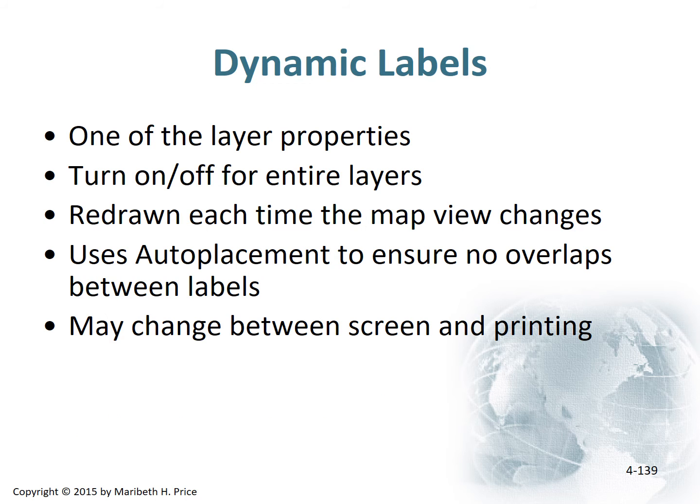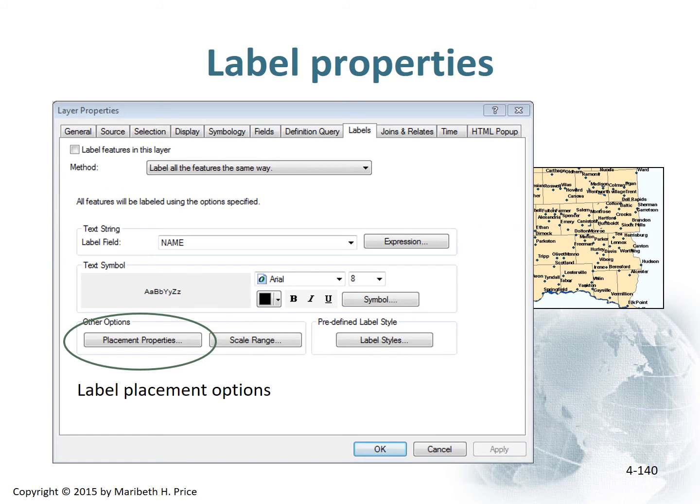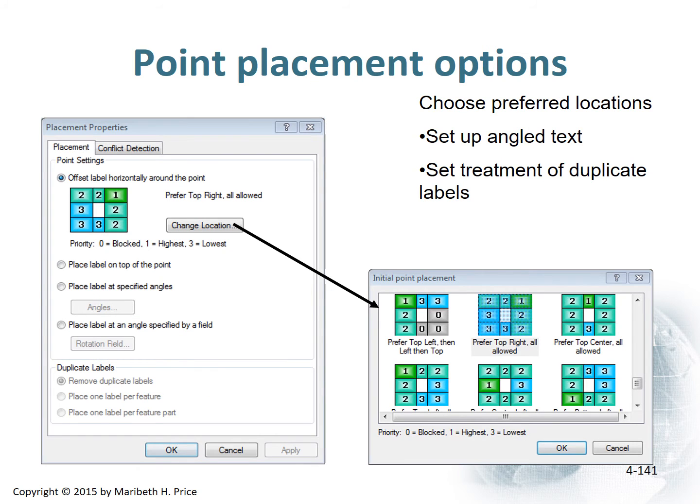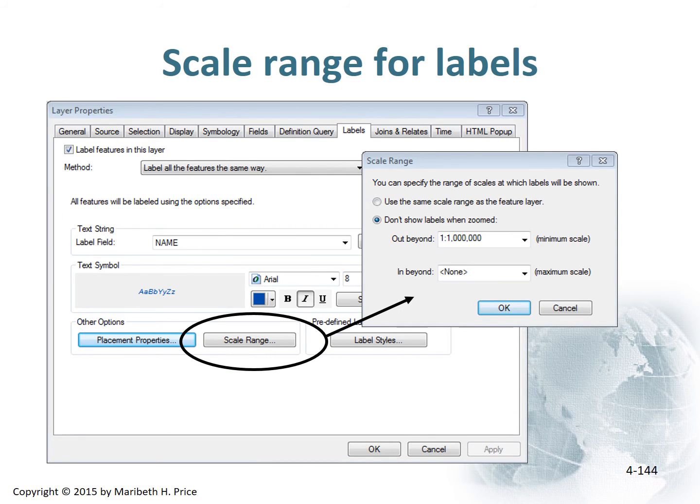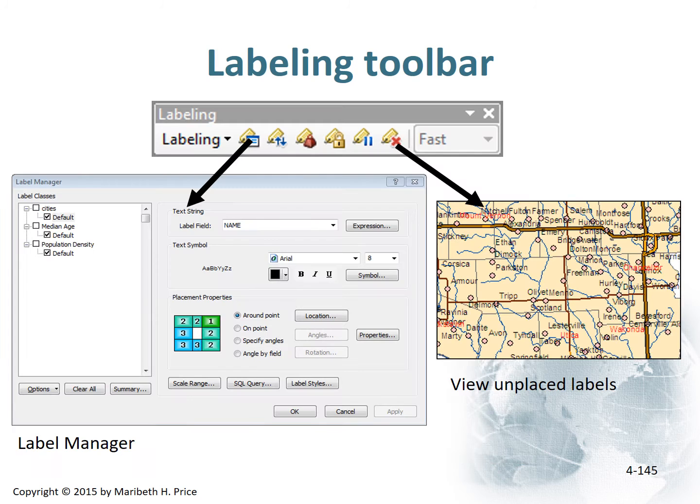Dynamic labels is something you can turn on and off. They can be redrawn when the map view changes. You can adjust how and where they're placed, and whether or not you can even see them at certain degrees of zooming in or zooming out. You can do a lot of this stuff from the Labels tab and layer properties, as well as the placement. And from the placements, you can select where you place it, and how you place it, and what they follow, and how they follow it, and the range when it can be seen and not seen.